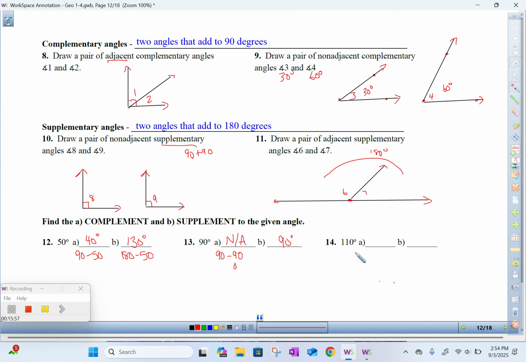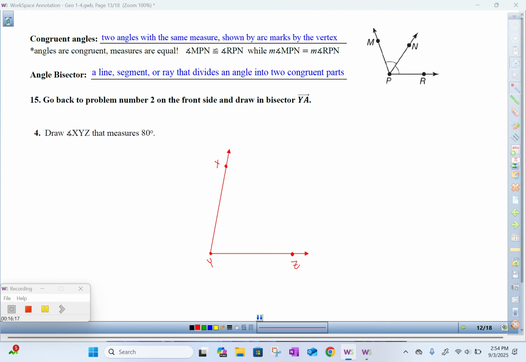Okay, so then you pause the video and take care of 14 real quick. Hopefully you got not applicable again, because you would have gotten a negative number. We can't have negative angles, just like we can't have 0. And then over here we needed 70 degrees to get up to 180.